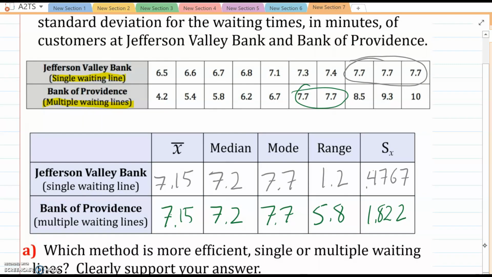Which one appears to be more efficient? I'm going to be honest. You may end up waiting a little bit shorter sometimes in the multiple waiting lines, but you also have the potential of waiting a lot longer, and the variations are very extreme. So I'm going to say I think I'd rather take the chance and just go consistent and have the values that are going to be the same, as opposed to having widely different things.